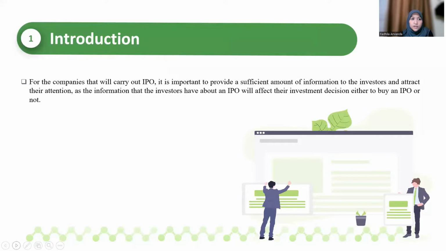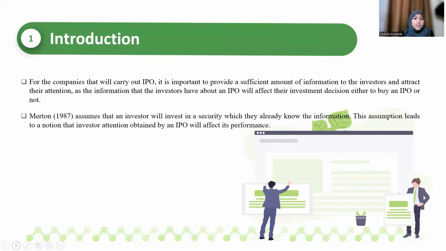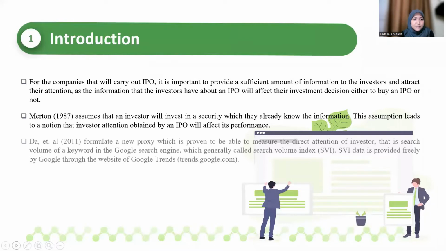For the companies that will carry out an IPO, it is important to provide a sufficient amount of information to the investor and attract their attention, as the information that the investors have about an IPO will affect their investment decision, either to buy the IPO or not. Merton assumes that an investor will invest in a security which they already know the information. This assumption leads to a notion that investor attention obtained by an IPO will affect its performance.